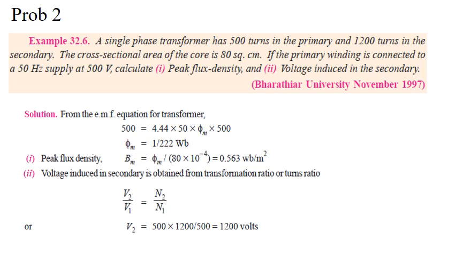Now the second thing that we need to calculate is the voltage induced in the secondary. Voltage induced in the secondary we can simply calculate using either the EMF equation or simply the transformation ratio. Transformation ratio is N2 by N1. We have N2, we have N1, we have V1, so we can calculate V2. So V2 comes out to be 1200 volts.